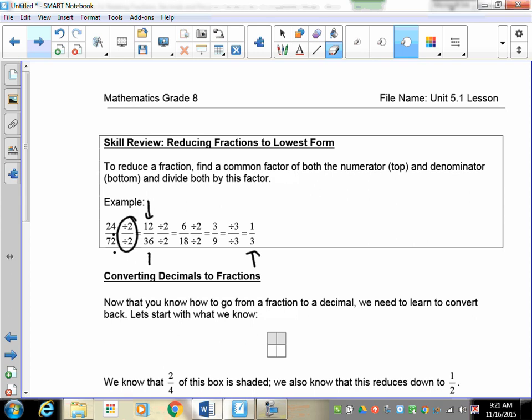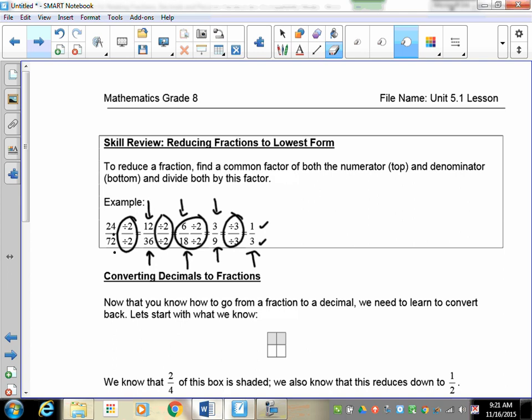72 divided by 2 is 36. Now 12 and 36 are still even, so I'm just going to divide by 2 again. 12 divided by 2 is 6, and 36 divided by 2 is 18. All right, they're still even, so I'm just going to do it again. 6 divided by 2 is 3, and 18 divided by 2 is 9. And notice 3 goes into both, so 3 divided by 3 is 1, and 9 divided by 3 is 3.